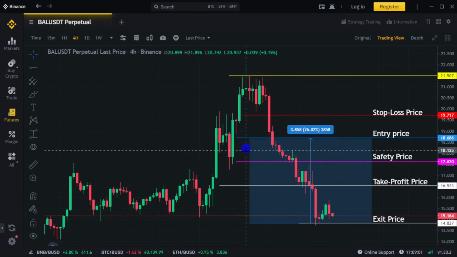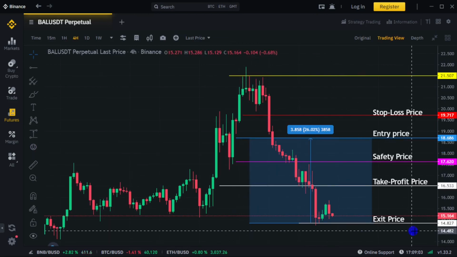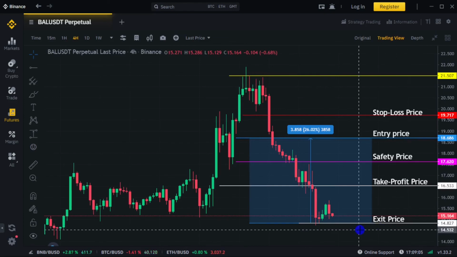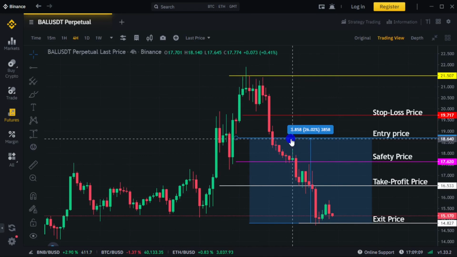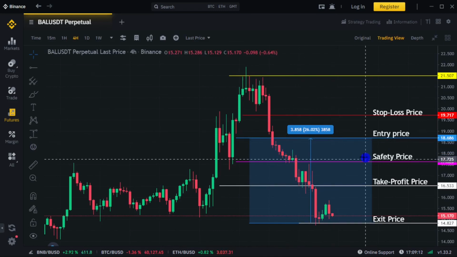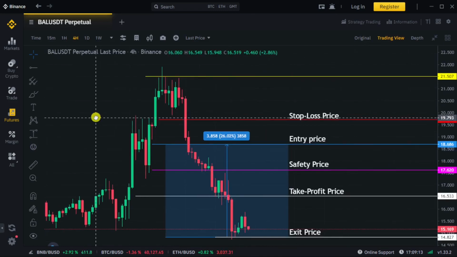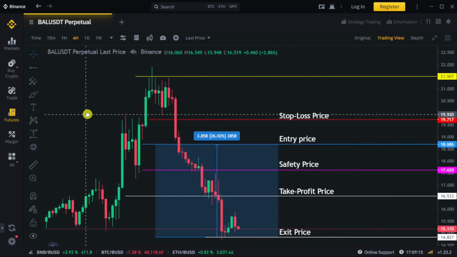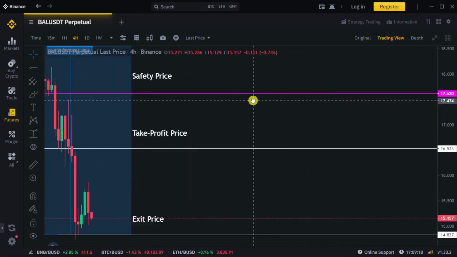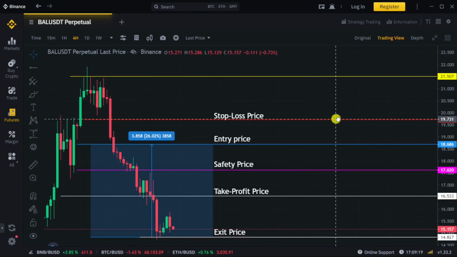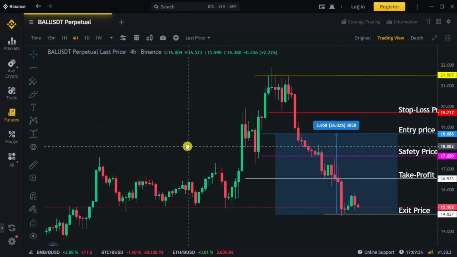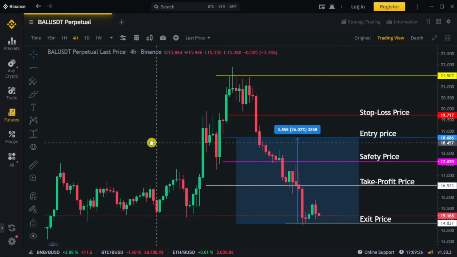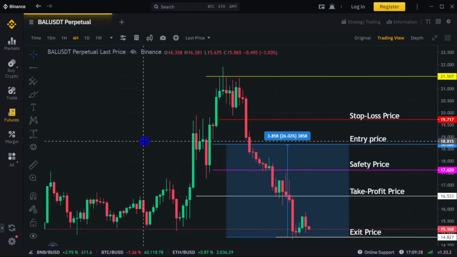But on the other hand, what if the price action only touched my entry price before it decided to bounce back up to the stop loss price? That means I'll lose exactly 5.5% of my trading capital, which is approximately $55. So as you can see, my profit is approximately 5 times my expected loss. And that is exactly how I shorted the BAL USDT futures contract on the Binance Futures market.